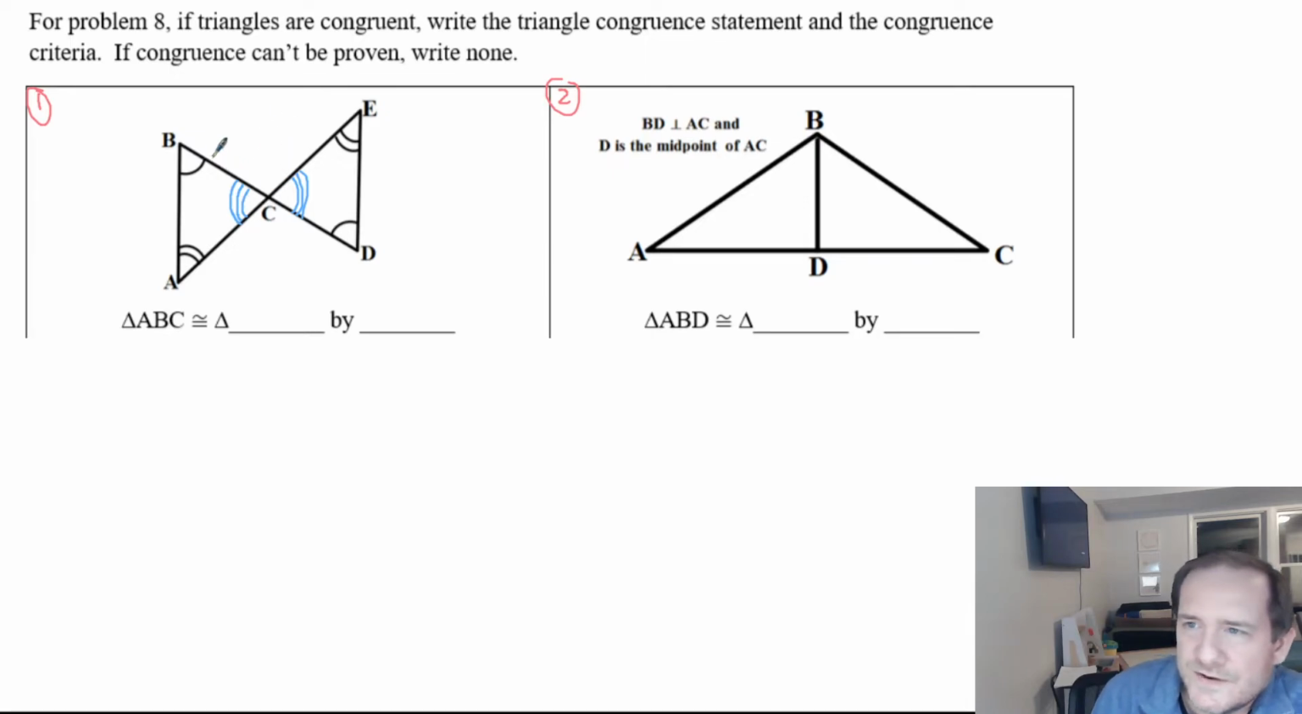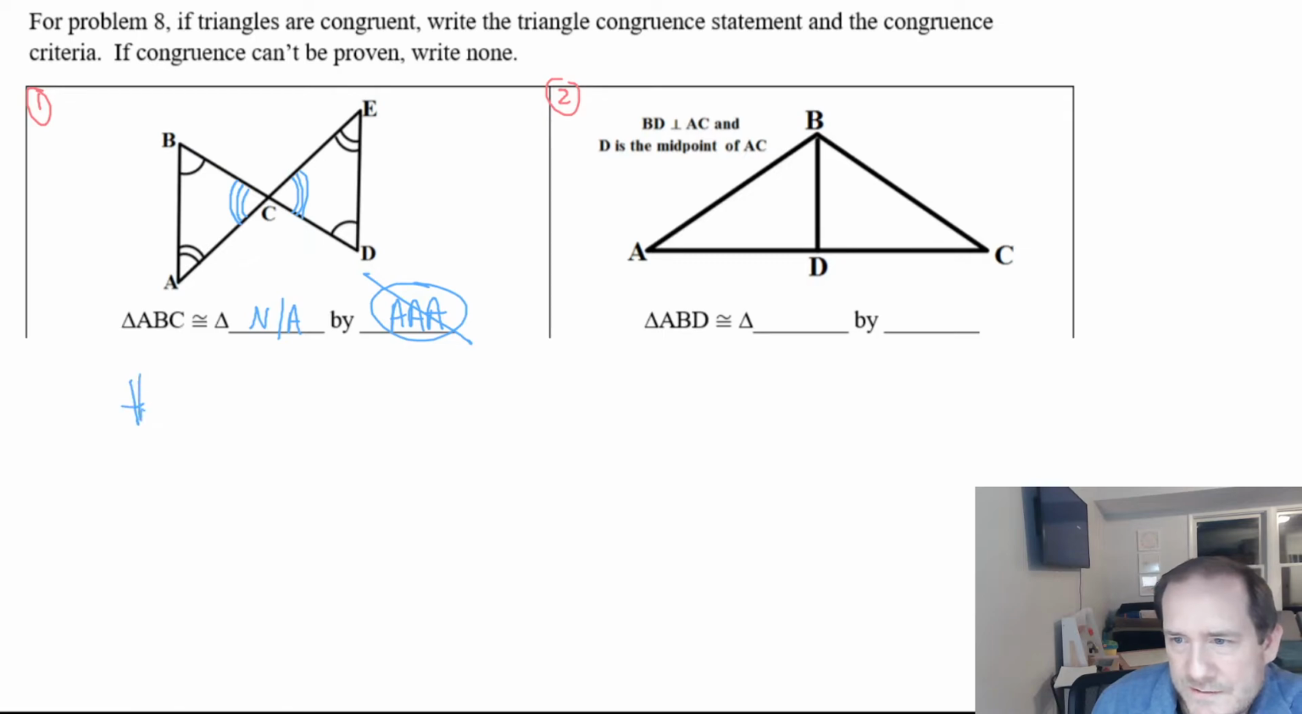But the deal here is I have angle, angle, angle. And we said angle, angle, angle is one of those shortcuts that doesn't actually work. So who's this triangle congruent to? Nobody. You should probably say something like not applicable and then explain the triangles can't be proven to be congruent.